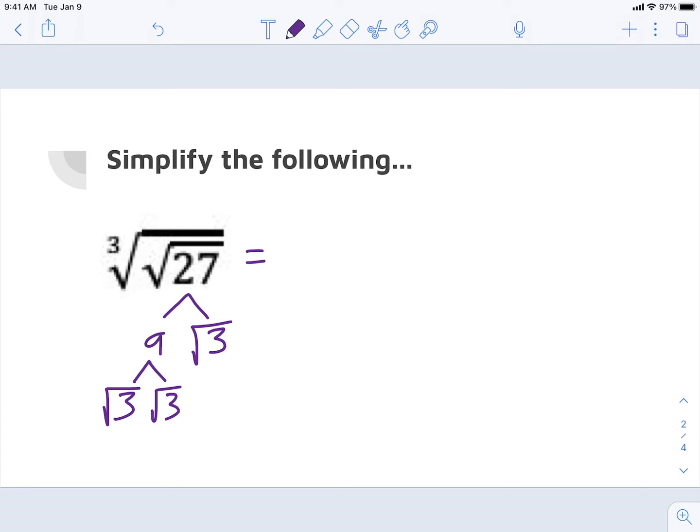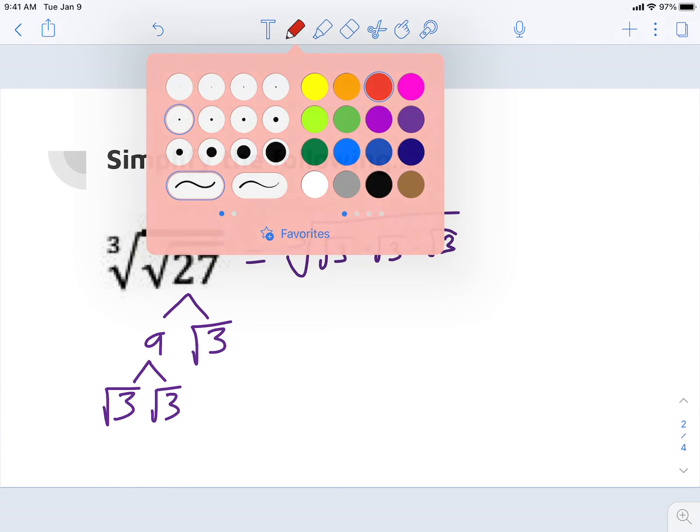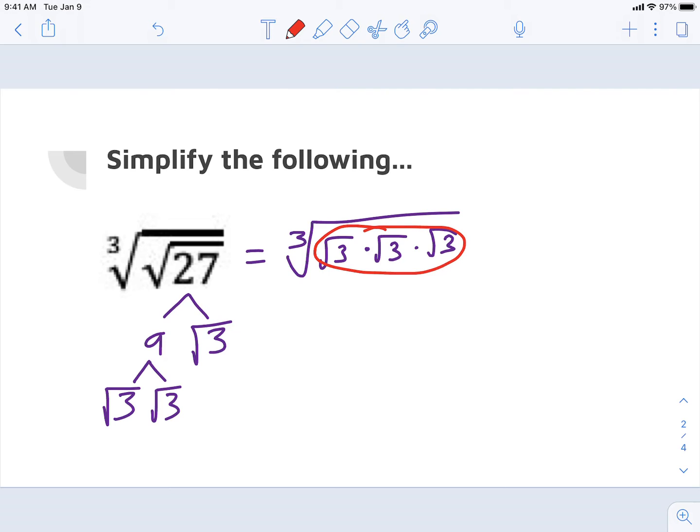And so this could simplify then to the cubed root of root 3 times root 3 times root 3. And now that I've broken down the square root of 27, to simplify this cubed root, I'm looking for 3 matching things. Well, I have 3 matching things right here: the root 3 times root 3 times root 3. So the cubed root of that product is going to be one of those square roots of 3.